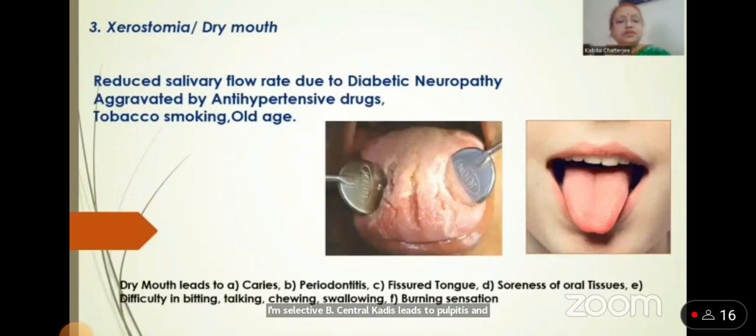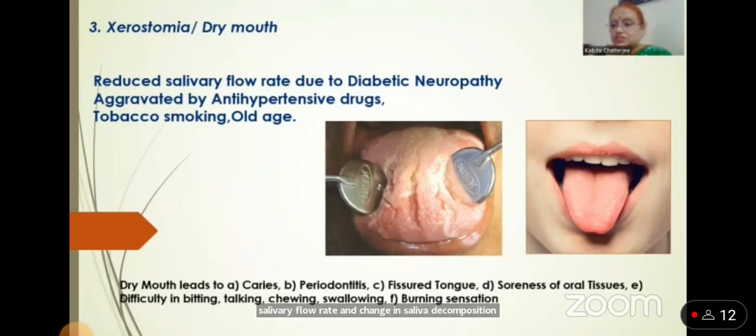Another important complication is xerostomia, or dry mouth, and this is due to salivary dysfunction. Reduced salivary flow rate is more in patients who have developed neuropathy. Neuropathy, microvascular abnormality, and endothelial dysfunction may lead to deterioration of microcirculation and play a role in the reduction in salivary flow rate and change in saliva composition.